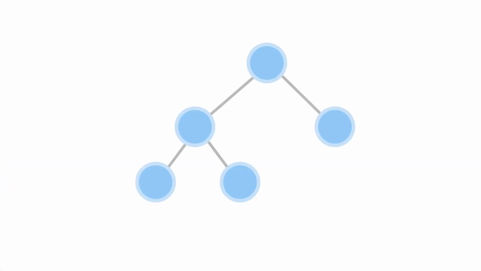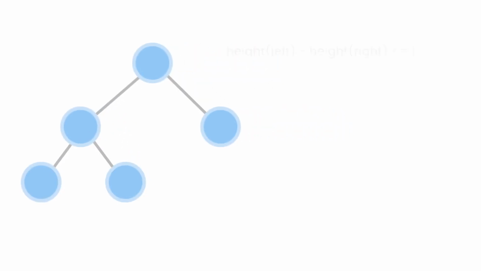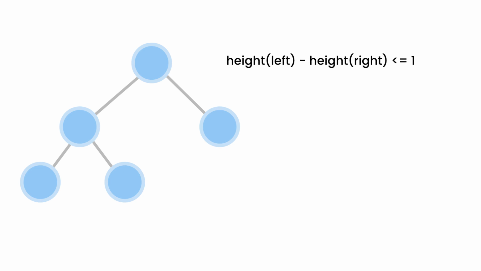AVL trees are a special type of binary search trees that automatically rebalance themselves every time we add or remove nodes. They do this by ensuring that the difference in the height of the left and right subtrees is never more than 1. If the difference is more than 1, they rebalance themselves using rotations. In this video, we're going to talk about the different types of rotations and how they work.